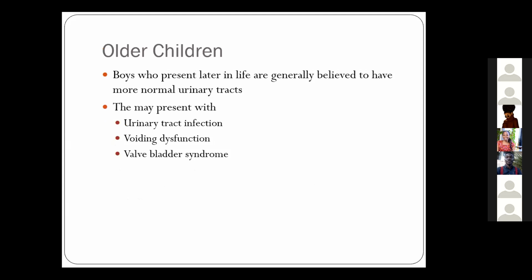Now, in the older children, boys who present later in life are generally believed to have a normal urinary tract. They may present with recurrent urinary tract infections. They may have voiding dysfunction. They may fail to actually empty their bladders. And of course, they may have the valve bladder syndrome, which we may also have a look at later.